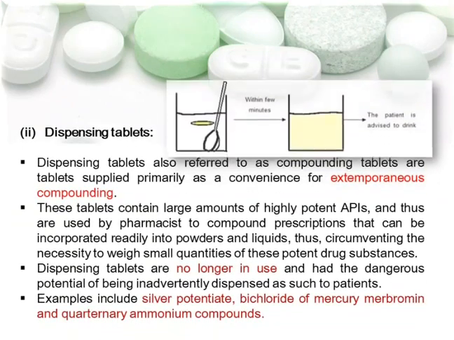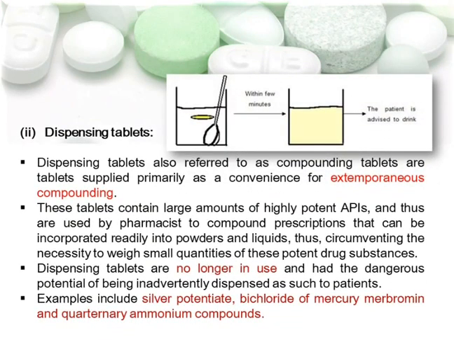Next is dispensing tablets. Dispensing tablets, also referred to as compounding tablets, are tablets supplied primarily as a convenience for extemporaneous compounding. These tablets contain a large amount of highly potent API and thus are used by the pharmacist to compound prescriptions that can be incorporated readily into powders and liquids, thus circumventing the necessity to weigh small quantities of these potent drug substances. Dispensing tablets are no longer in use and have a dangerous potential of being inadvertently dispensed as such to the patients. Examples of dispensing tablets are silver picrate, bichloride of mercury, merbromin and quaternary ammonium compounds.